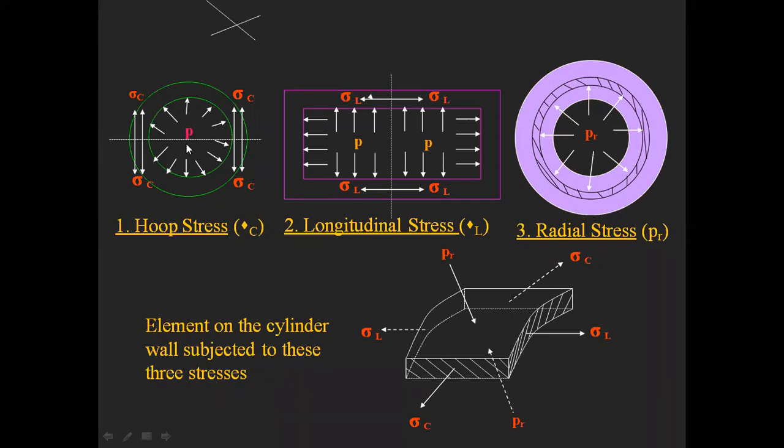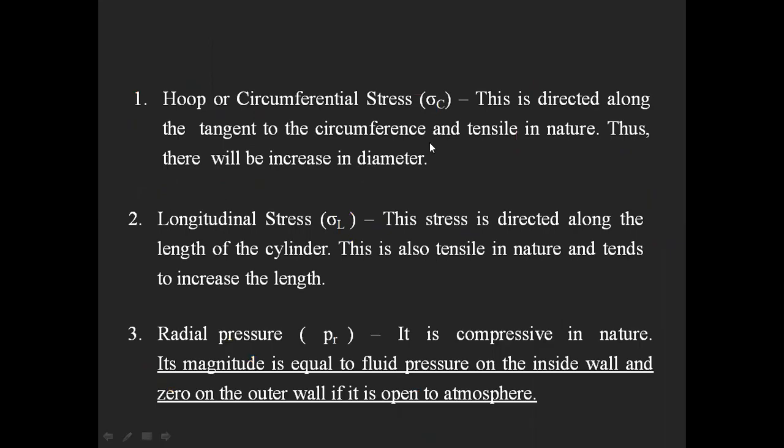Whatever the pressure acting in the cylinder, it will try to split the cylinder into a few pieces. Suppose a blast happens, what will happen? The cylindrical parts will split. Whenever splitting happens, it happens only because of tensile force. That's how circumferential stress is tensile in nature.